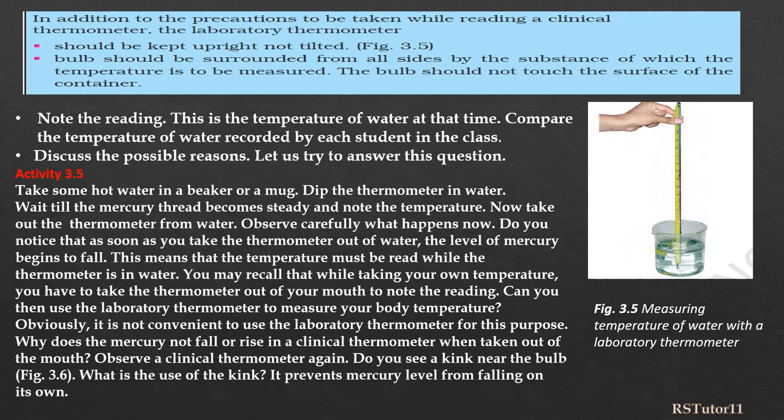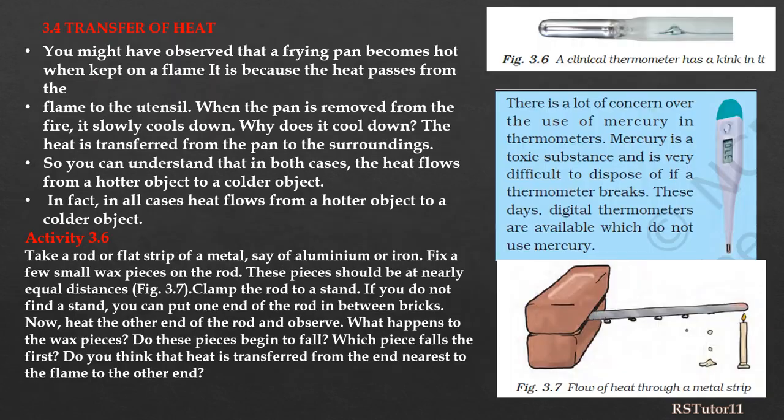This means that the temperature must be read while the thermometer is in water. You may recall that while taking your own temperature, you have to take the thermometer out of your mouth to note the reading. Can you then use the laboratory thermometer to measure your body temperature? No. Why does the mercury not fall or rise in clinical thermometer? See, it is neither falling nor rising. You have to give some jerks, right? When you keep it in the mouth, the mercury goes up with the body temperature. If you want to bring the thermometer back to normal, you need to give some jerks. Do you see a kink near the bulb? Yes, we'll see it on the next page. So basically this is your kink.